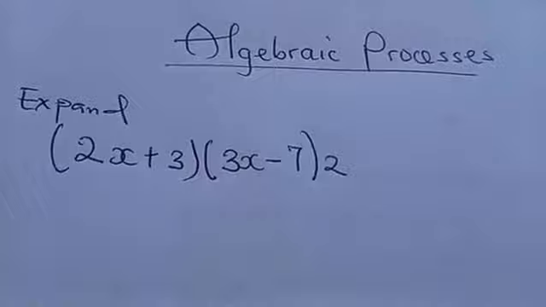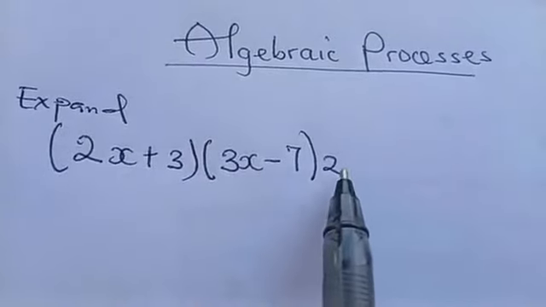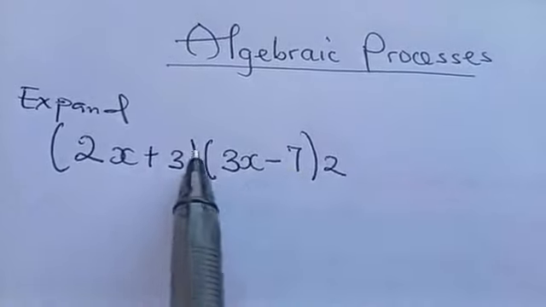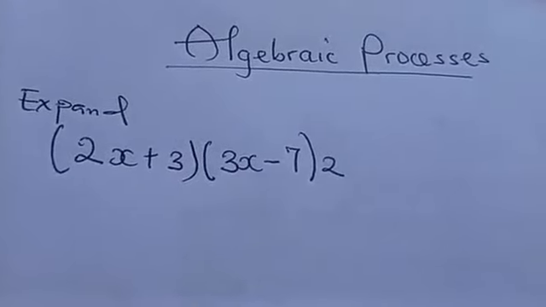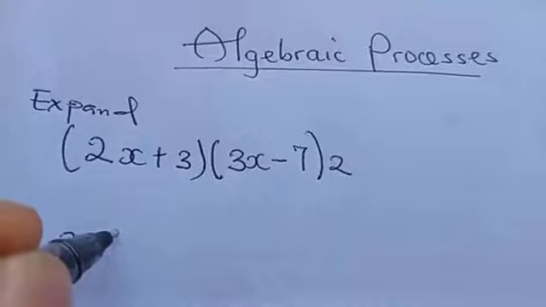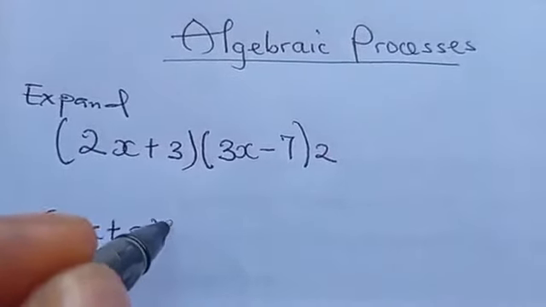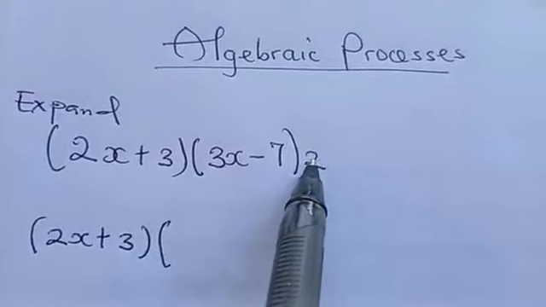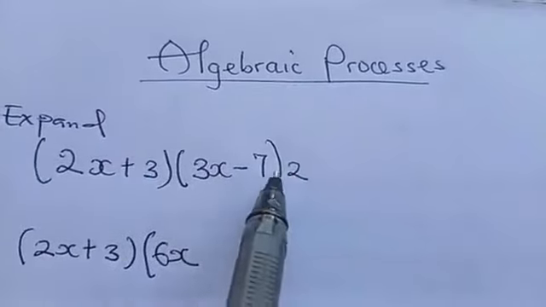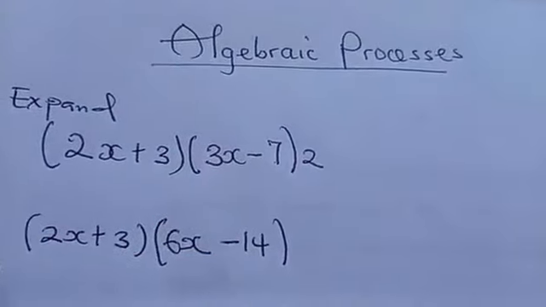From this, there are two ways. Either you multiply out these brackets first before you multiply the result by 2, or you multiply the 2 by the second bracket before you go to the first one. Either way, let's begin. You have (2x + 3) into, by the time we use this 2 to multiply, 2 times 3x will give us 6x. 2 times minus 7 will give us minus 14. Now we can open these up.